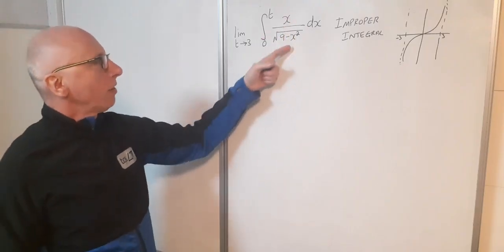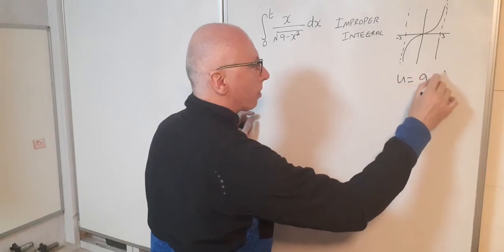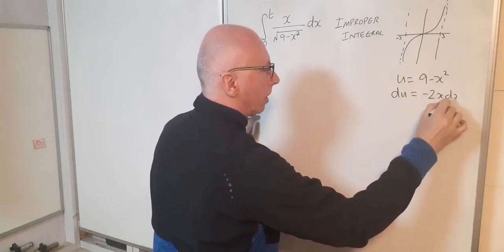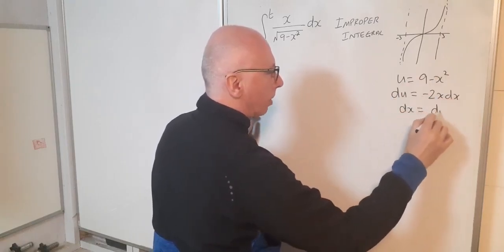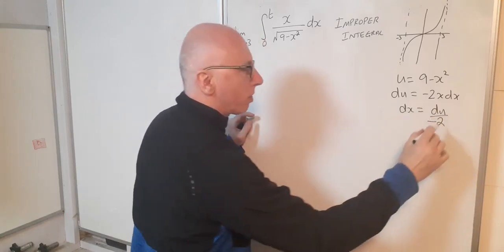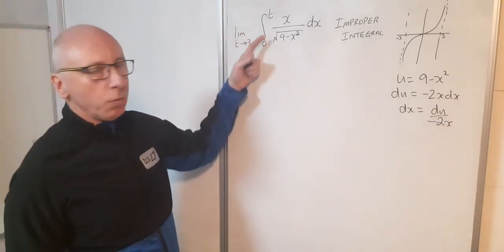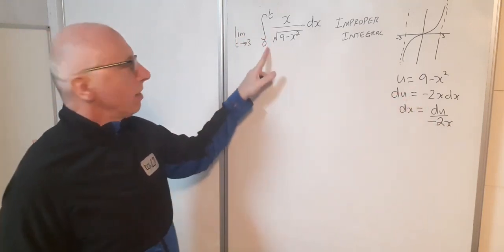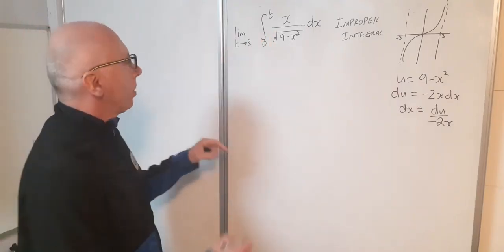So quickly to integrate this, we set u equal to 9 minus x squared, du would equal minus 2x dx, in which case dx equals du over minus 2x. And then we plug that in, and we don't need to do anything with our parameters because we're dealing with x's, and when x is 0 we've got 0 and t is just t on its own anyway. So let's just carry on.